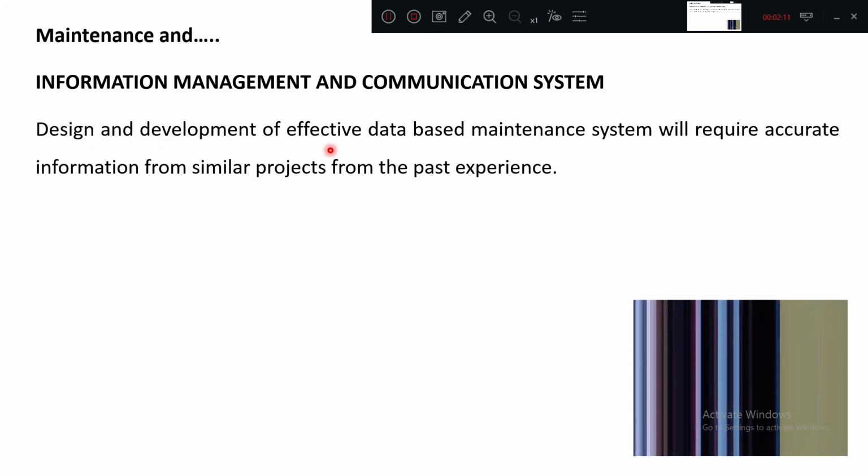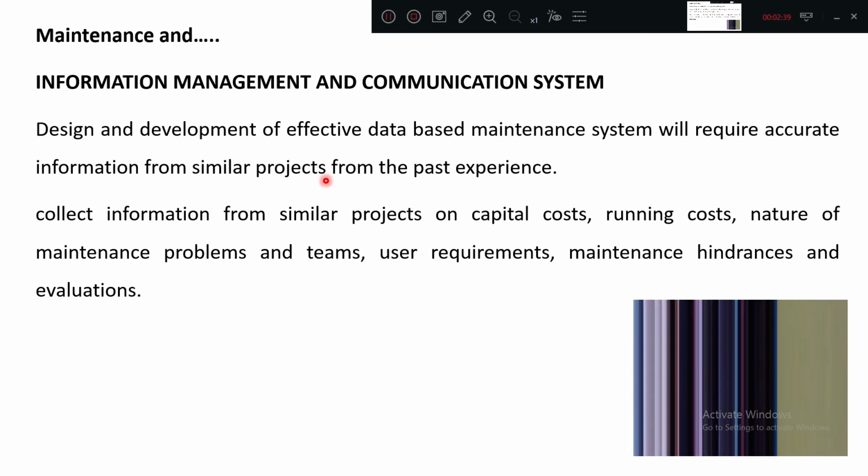Now, in the beginning, what does this system include? Design and development of an effective database management system, maintenance system, will require what? Accurate information from similar projects from past experience. What do you mean by this? Here, that design person is developing a maintenance system for some project, so he needs to collect all the maintenance related information from similar projects done in the past. That is the first point.